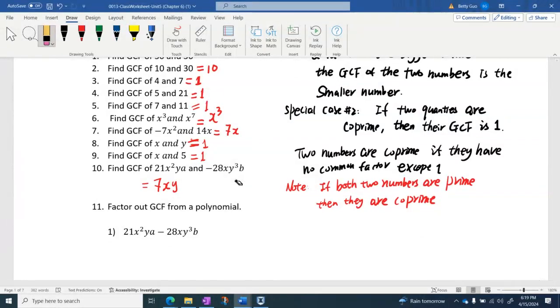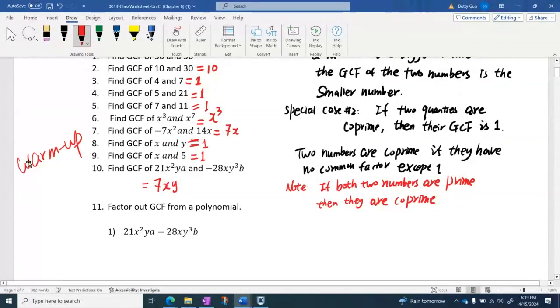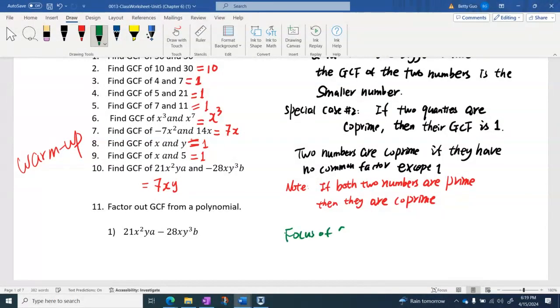So now those are warm up. All right, guys, warm up for this chapter. The focus of this chapter is to factor polynomials.